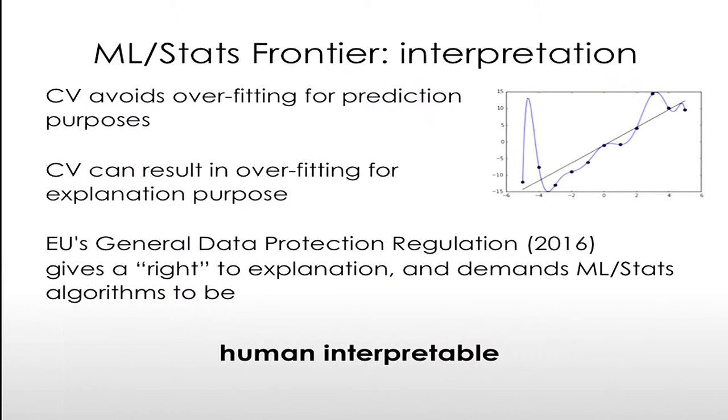is interpretability. And cross-validation is even very good at, most of the time, preventing overfitting for prediction, but not for interpretation. If you look at a lot of data, like deep learning's example, the prediction we do really well for where's a dog, what's a cat. But if you look at the parameters, you cannot interpret. It's millions and millions of them. And the EU put forward some regulation last year saying that now users have a right to explanation and demands basically ML and statistical algorithms to be humanly interpretable.